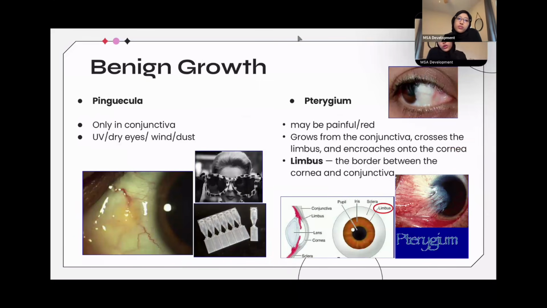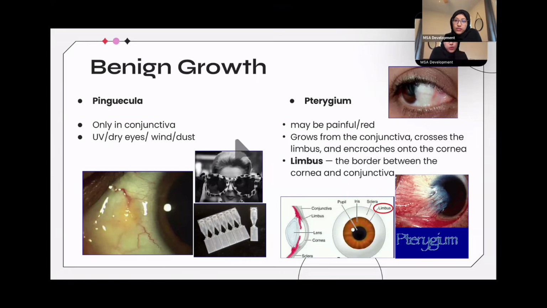Now, what about the benign growth? Benign growths are pinguecula or pterygium. You'll see these growths in the conjunctiva. One of them is confined only to the conjunctiva, pinguecula. The other one is invading the cornea. The cornea is the thick anterior part of the eye. It crosses something called the limbus, which is the border between conjunctiva and cornea. Once it crosses that layer, that is now called pterygium. So this one is confined, this is not. This one crosses into the cornea.